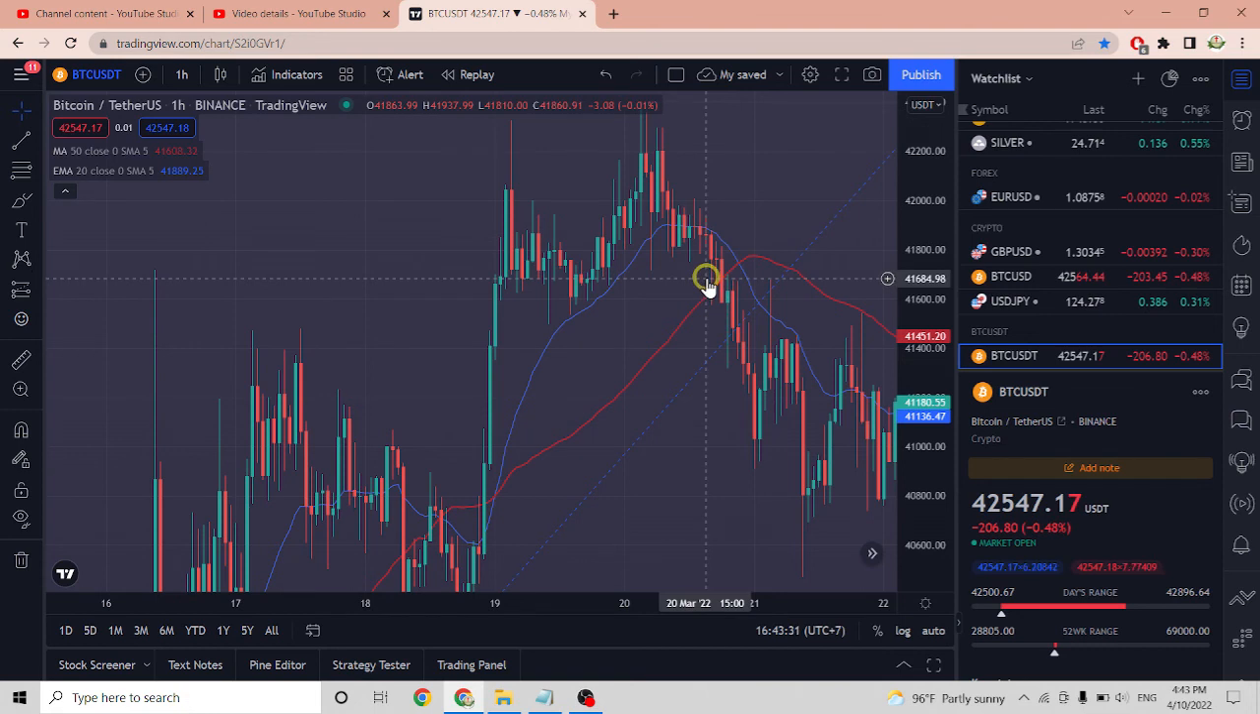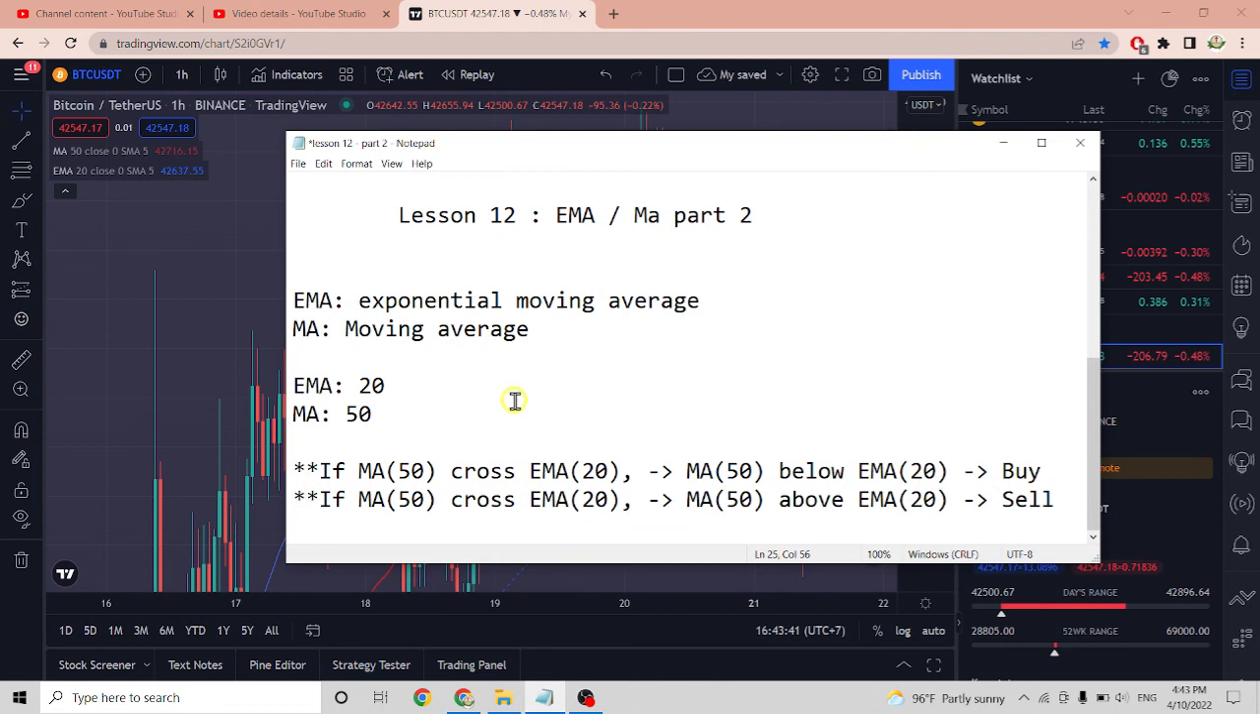That's the method of EMA and MA for trading daily.